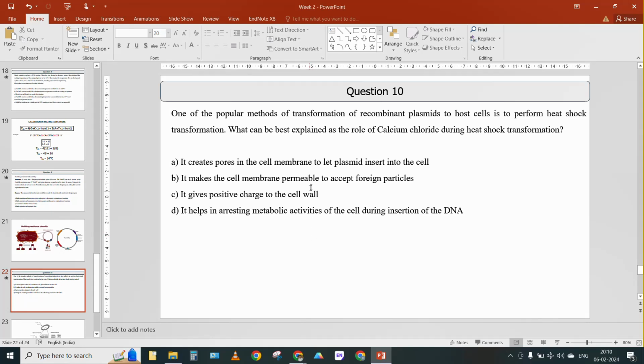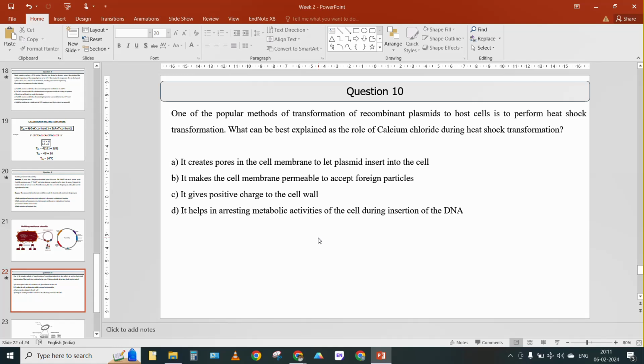Why is option C correct? Sir, mostly because it changes the charge of the cell membrane. Exactly. The bacterial cell wall is negatively charged and DNA is negatively charged. So both have the same charge, and same charges will repel each other. So what you are saying is option B, which is make permeable to accept foreign particles.